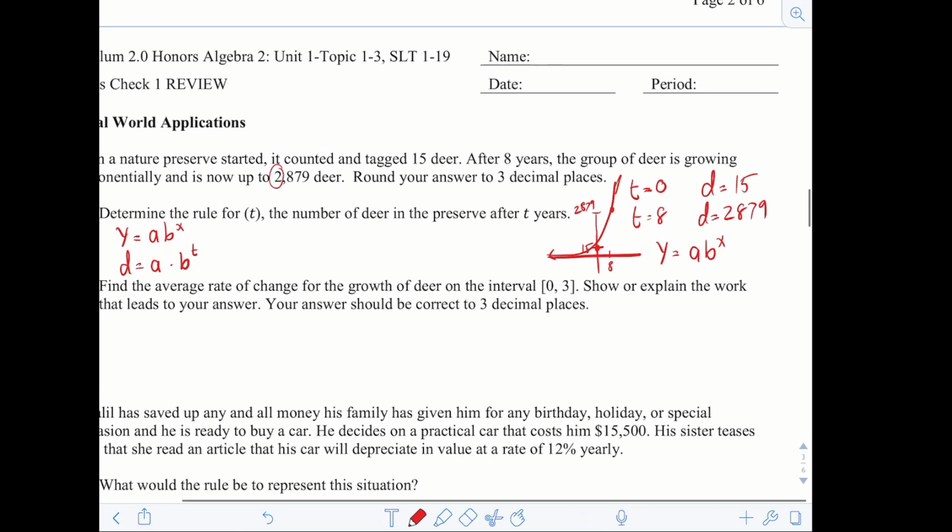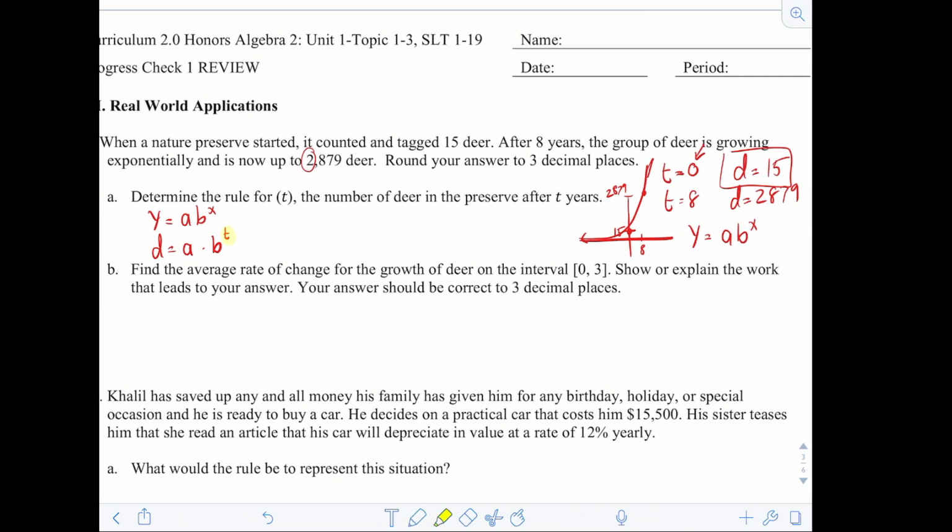Since this is the starting value, if I place in t is equal to 0, that makes this b value 1, because b raised to the 0 is 1. So then a is actually going to be equal to d, which is 15. So d is equal to 15 times b to the t. Then I'm going to use my other ordered pair, 8 and 2,879, as my guide. So 2,879 is equal to 15 times b to the 8th power.